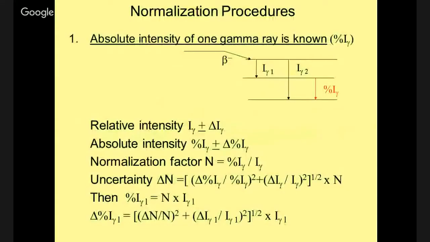Here is something very simple. The absolute intensity of one gamma ray is known. Normalization. Let's say this red one is known. If you know this one, you know the relative intensity and the absolute intensity, so you determine a normalization factor, N, which is the ratio between the absolute and the relative one. It's a different scale. And the uncertainty of N is just the sum of these two uncertainties. Then gamma percent of 1 is equal to N times this. So this is very simple.